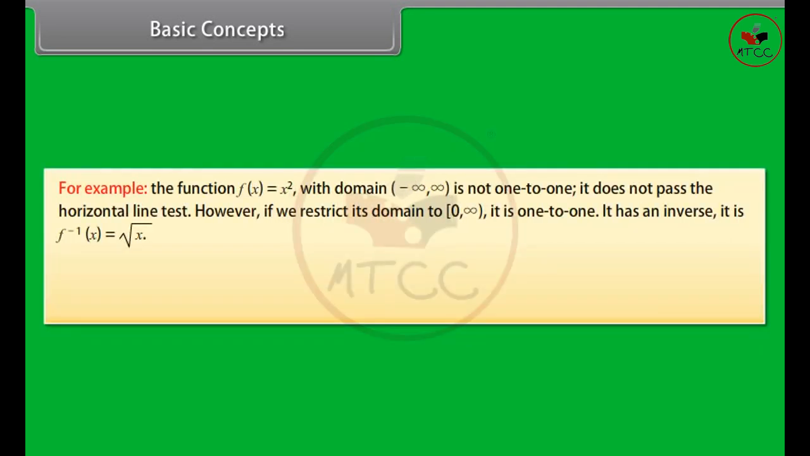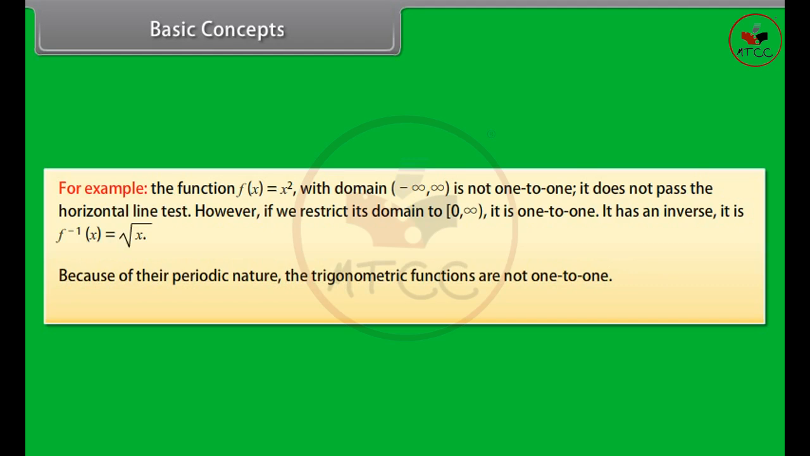For example, the function f of x is equal to x squared with domain minus infinity to infinity is not one-to-one. It does not pass the horizontal line test. However, if we restrict its domain to 0 to infinity, it is one-to-one. It has an inverse. It is f inverse of x equal to square root of x. Because of their periodic nature, the trigonometric functions are not one-to-one.